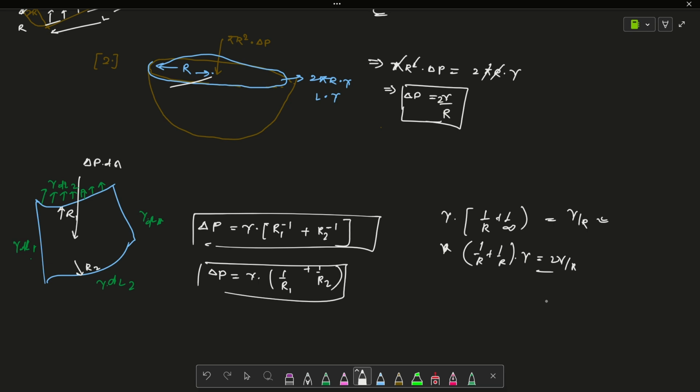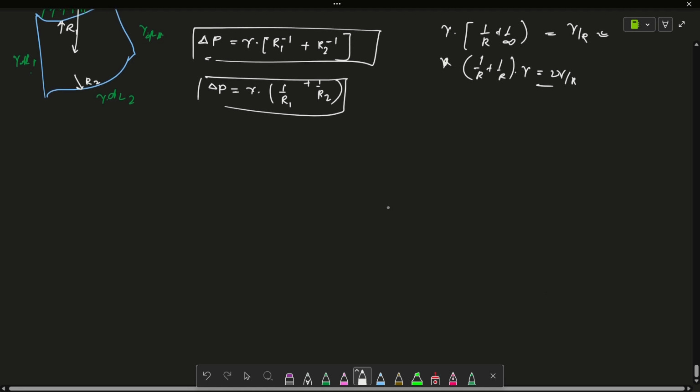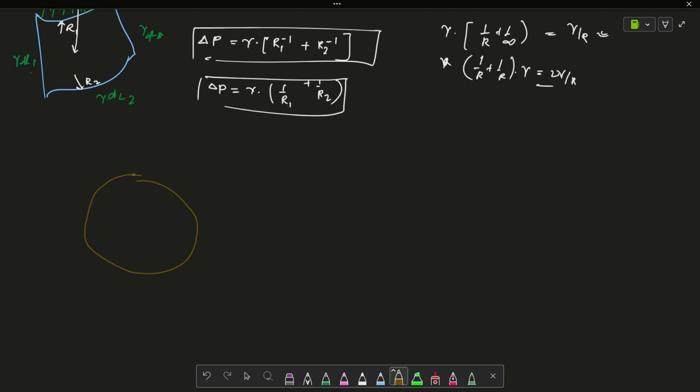Now we can use this result to predict the pressure inside a soap bubble, which has two interfaces with air, an inner and outer surface of nearly the same radius. So what I'm going to try to say is, a soap bubble is there, air is there inside the bubble as well and outside as well. So first we will write the formula for one interface.